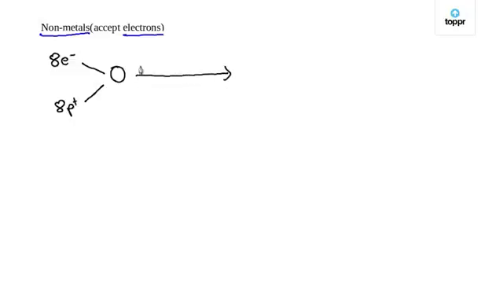Let us talk about non-metals. Non-metals accept electrons to be stable. Let's take an example. We have oxygen, whose symbol is O. Initially, when oxygen is made up of atoms, it has 8 electrons and 8 protons. And once oxygen reacts, it will accept electrons, and it has a capacity of accepting 2 electrons.